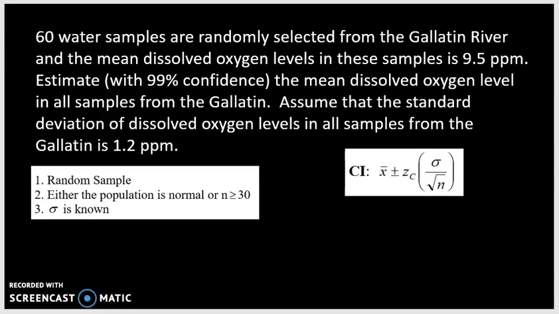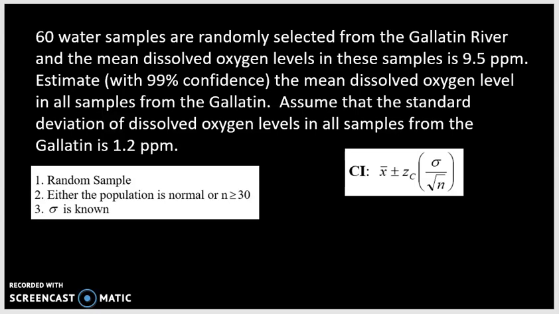60 water samples are randomly selected from the Gallatin River, and the mean dissolved oxygen levels, a measure of water quality, in these samples is 9.5 parts per million. Estimate with 99% confidence the mean dissolved oxygen level in all samples, essentially in all water, from the Gallatin. Assume that the standard deviation of dissolved oxygen levels in all samples is 1.2 parts per million.